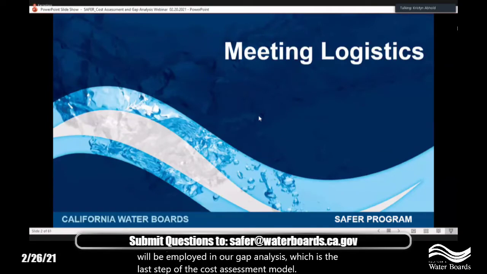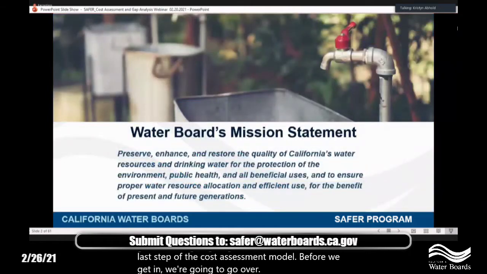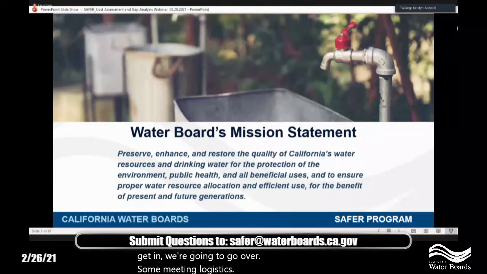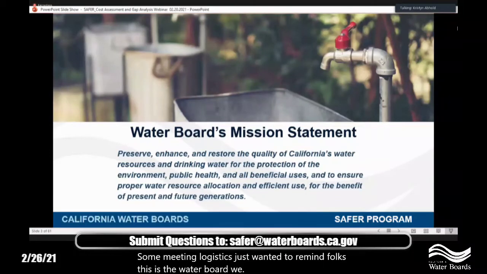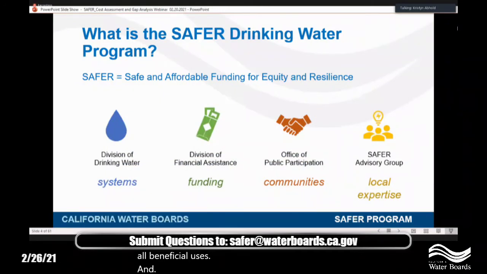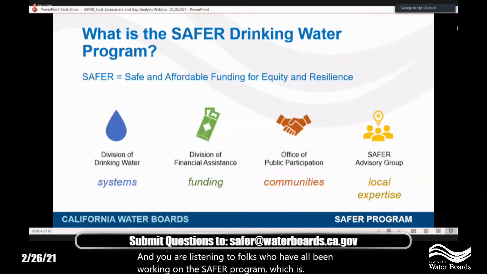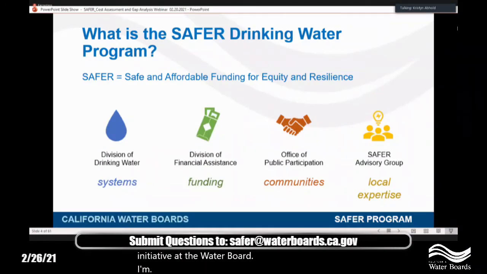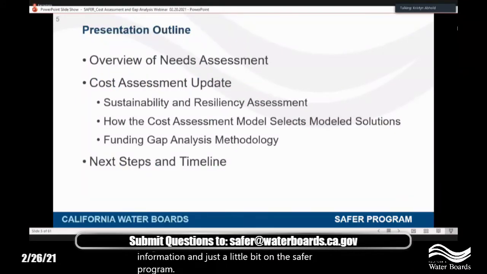Before we get in, we're going to go over some meeting logistics. Just wanted to remind folks, this is the Water Board. Our mission is to preserve, enhance, and restore the water quality in California, to protect it for the environment, public health, and all beneficial uses. And you are listening to folks who have all been working on the SAFER program, which is a new initiative at the Water Board. We'll be providing some more background information in just a little bit on the SAFER program. But today, what are we going to cover?